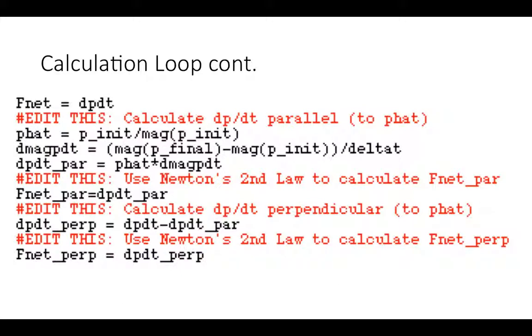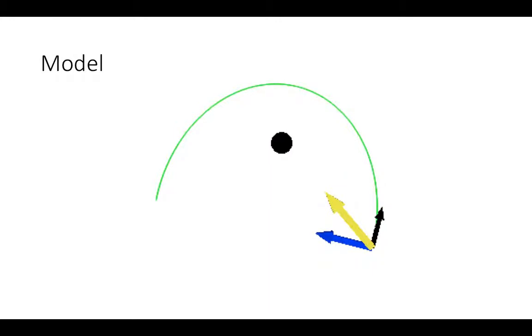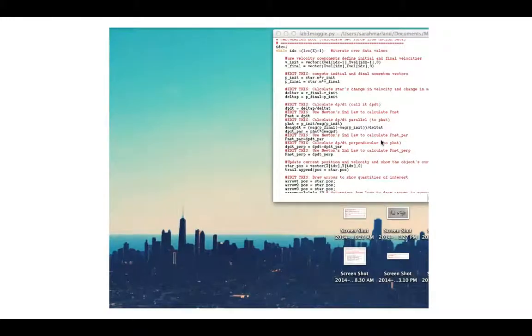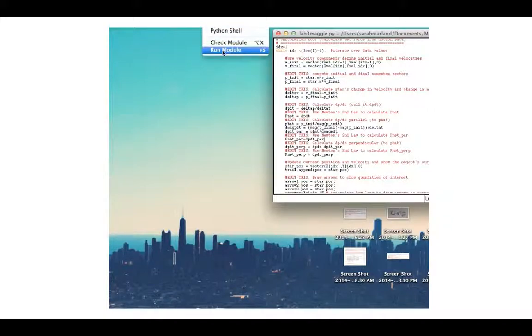Because dp over dt parallel plus dp over dt perpendicular is equal to dp over dt, the change in momentum over change in time perpendicular is equal to dp over dt minus dp over dt parallel. When I ran the model, the star moves clockwise around the black hole. It is important to note that the F net direction always acts towards the black hole.